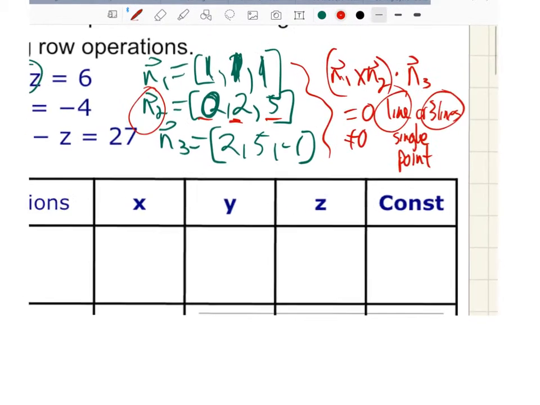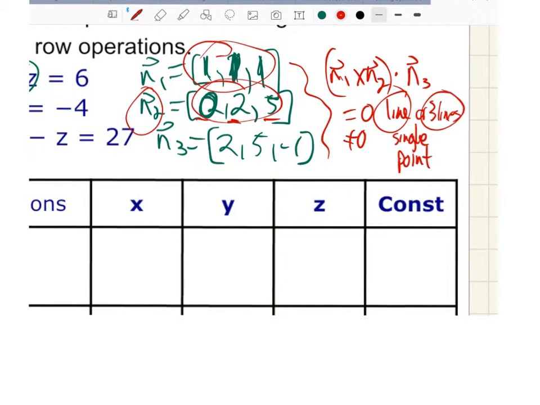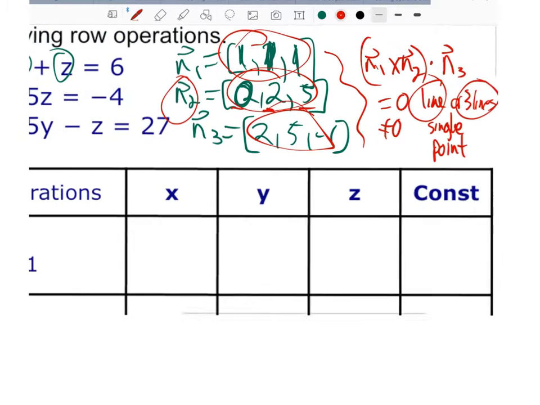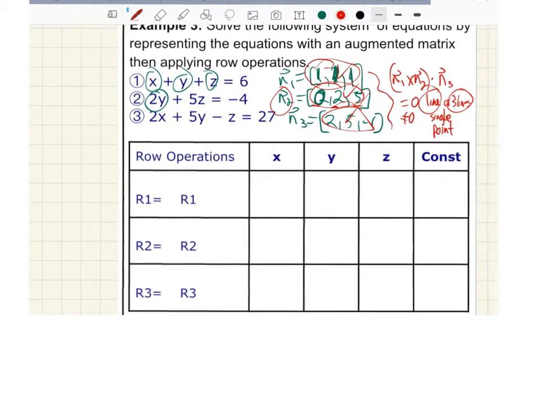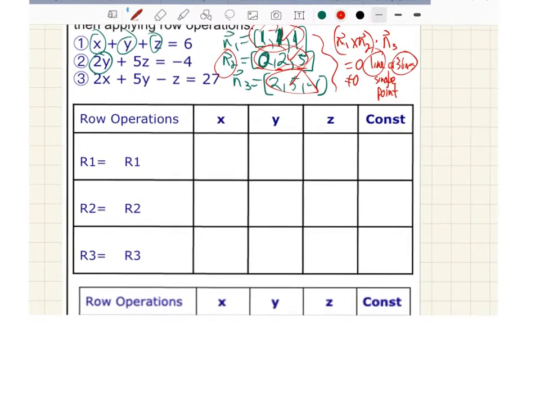So in terms of analyzing normals, first thing you do, are any of them parallel? So are any of the planes parallel? Are they parallel in the same plane, or parallel and distinct? We don't know. Or what we do know in this case, because none of them are parallel, is that now it's time to do our row operations to solve for x, y, and z.